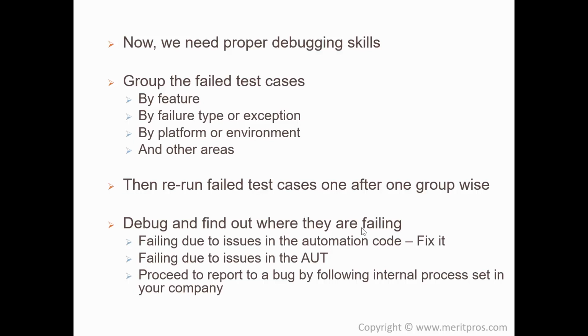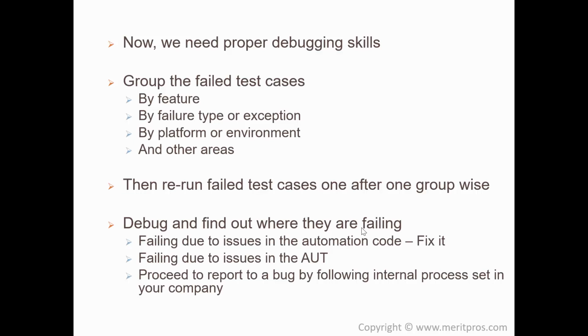So the next thing is you need to group the failed test cases. So group by feature, or group by a failure type or exception, or by platform or environment or other areas. Let's say your test cases are failing on the Solaris platform. All the test cases failed on the Solaris platform. Then you know the simple cause, like there is something with the Solaris platform and your application compatibility issue. Then mostly there is no need to go through all the 20 failed test cases. You can just go with one or two and you can find the reason. So group your failed test cases so that it is easy to debug and find the reasons.